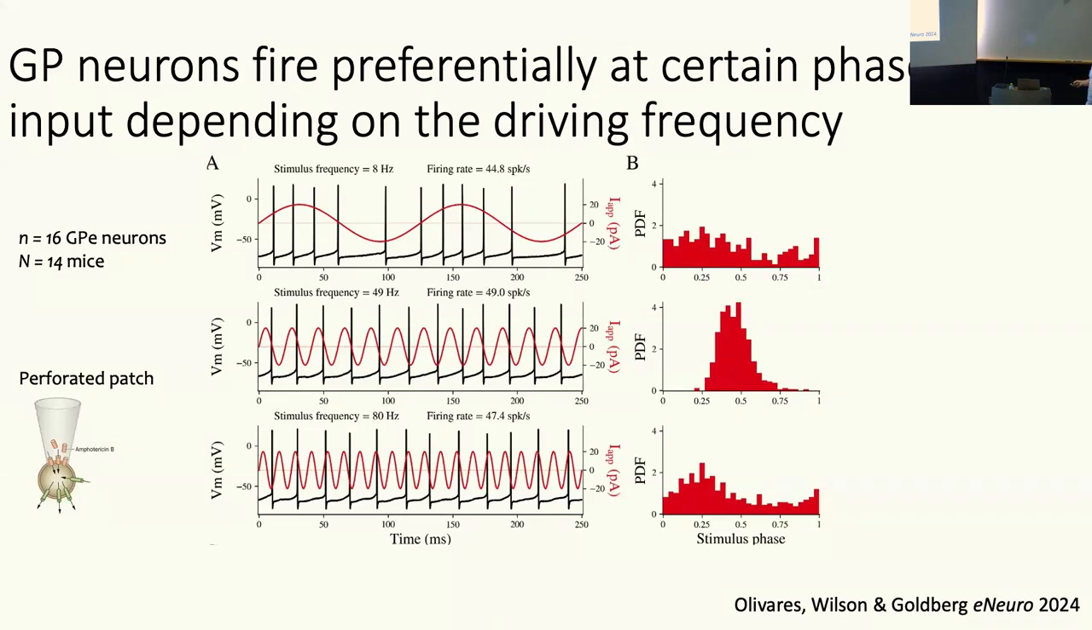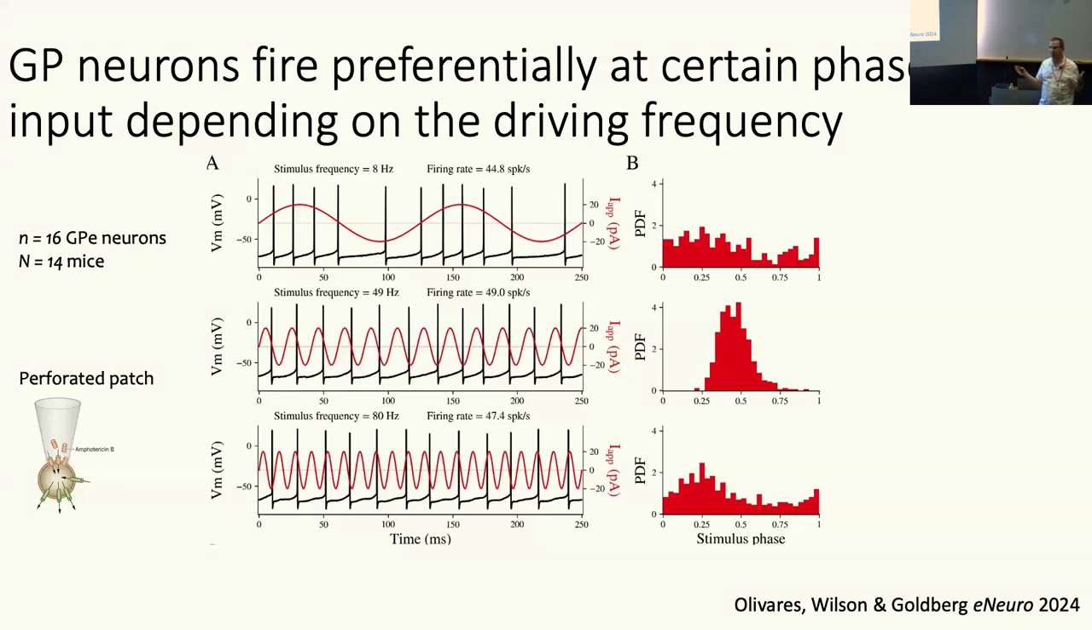He used a technique called perforated patch, where you create a seal with a pipette onto a cell, but it permeates and allows certain ions, but it doesn't disrupt the intracellular milieu of the cell. And you can get very, very long recordings, and you'll see how long the recordings he did. And he subjected each one of these cells, these 16 cells, to a sequence of oscillatory inputs ranging from 1 hertz to 100 hertz, one, two, three, four, every single frequency for 10 seconds.